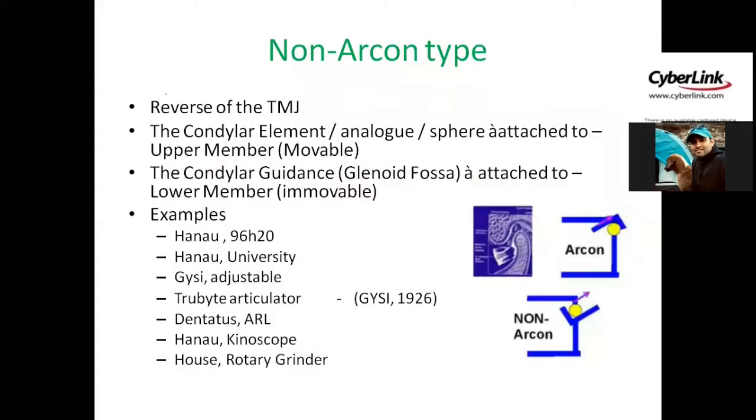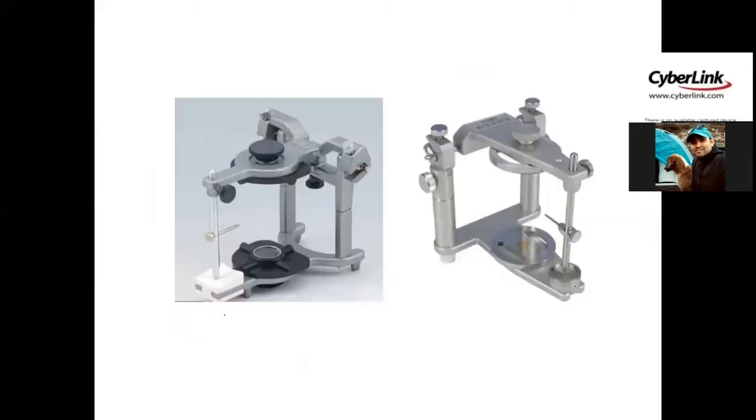Then come to your non-Arcon type. It is exactly reverse to the TMJ or Arcon type. In this, the condylar element or analog sphere is attached to the upper member and is movable. And the condylar guidance, the glenoid fossa, is attached to the lower member, which is immovable. These are two articulators. This is Arcon type. This is non-Arcon type. Right.